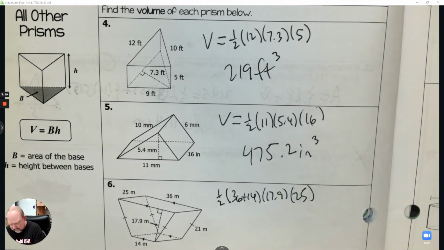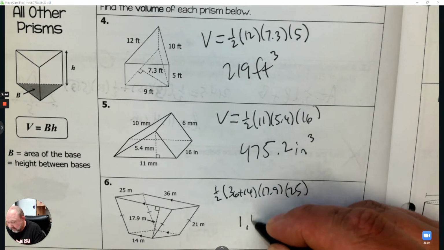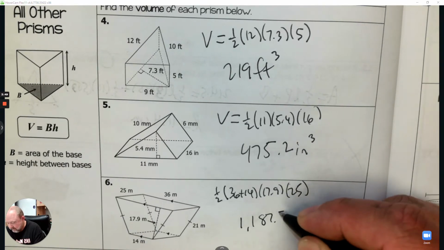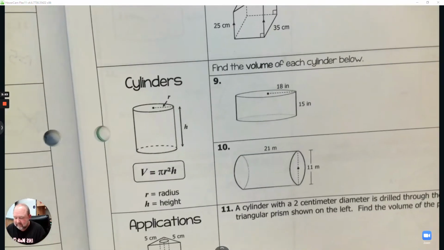Okay, multiply that right. That was a big number. Let's try it again. 0.5 times 36 plus 14 times 17.9 times 25. Let's see. That's a big number. So 1,187.5 meters cubed. All right, number 7.